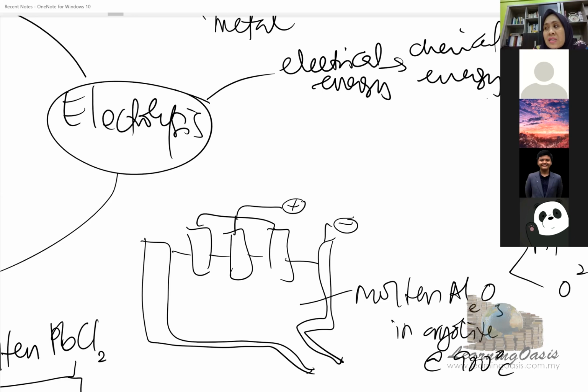So what is electrolysis? The separating of ionic compound to form... Okay, take a deep breath. Aluminium oxide, you get aluminium and oxygen. Sodium chloride, you get sodium and chlorine. So separating ionic compound into its elements, because aluminium oxide is made up of what element?